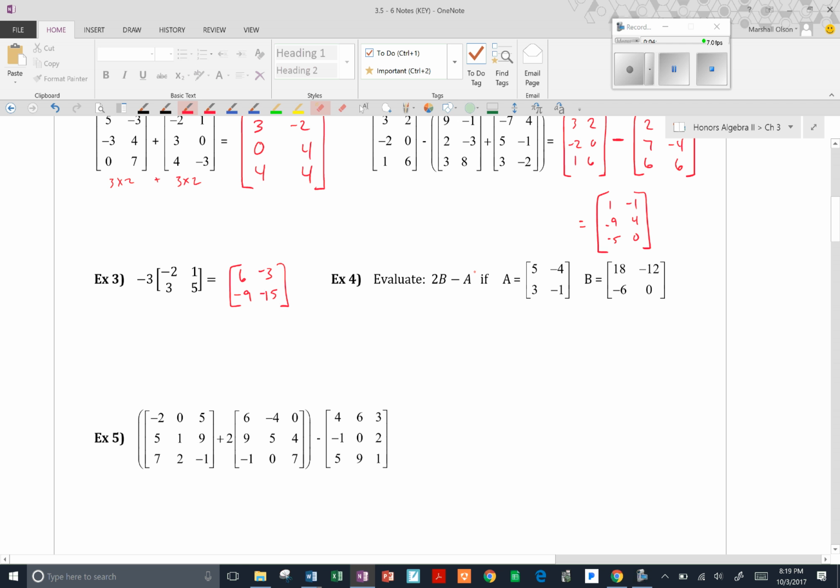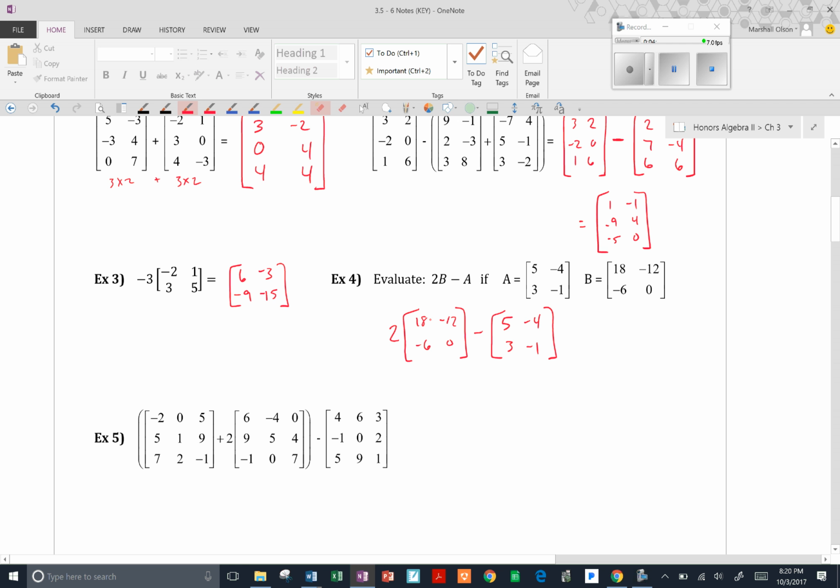All right, this is asking us to take 2b minus a. So look at your matrices here, 2b. So I'm going to take 2 times that matrix. And if you want to write the whole thing out, here's what it's saying. 2b minus a. So I just rewrote it with the actual matrices in. Okay, make sure I copied everything right.